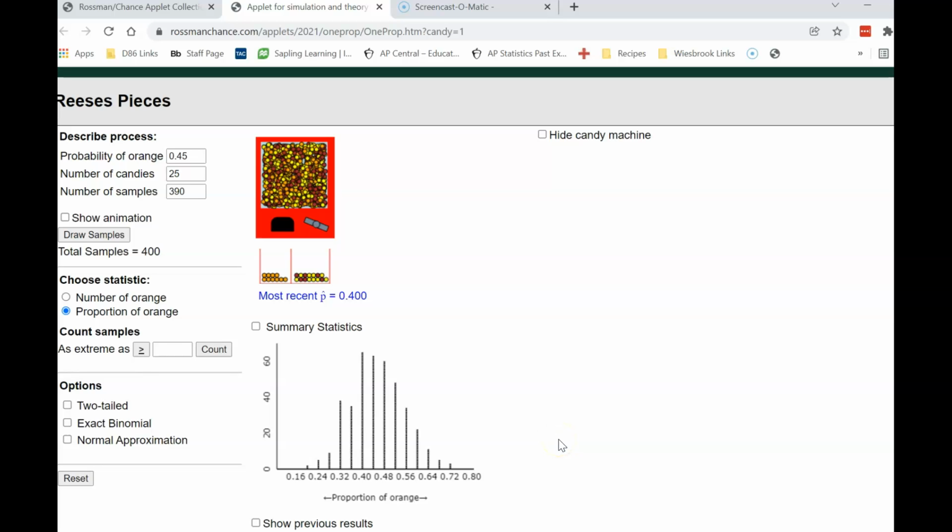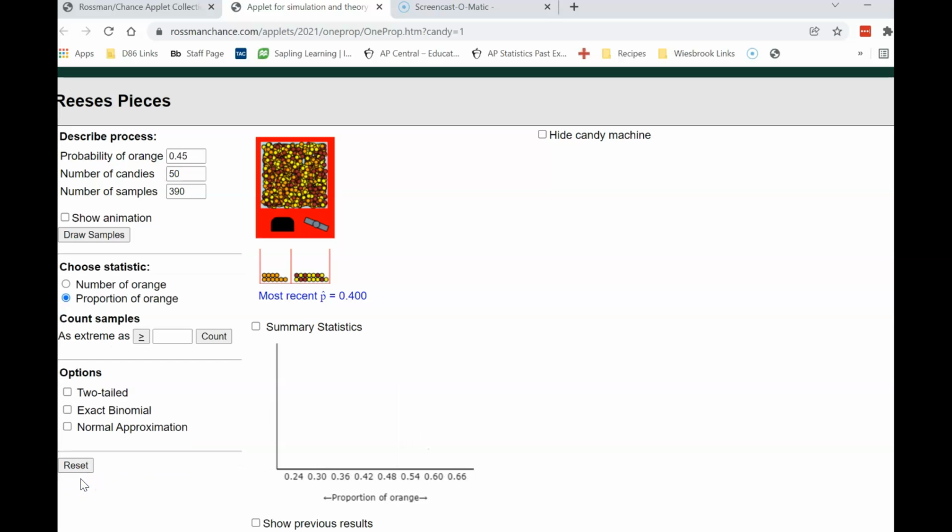Part D, how do you think the sampling distribution of the sample proportion p-hat will change if the sample size is changed to n? So think about that for a second. In each of these samples, I was drawing 25 candies and finding the proportion of oranges. What do you think would happen if instead we drew 50? What will happen to the shape of this? Some of you might remember what increasing the number of things in the sample does. So we're going to reset this applet and actually find out.